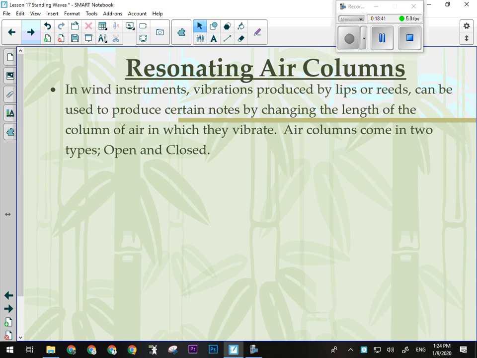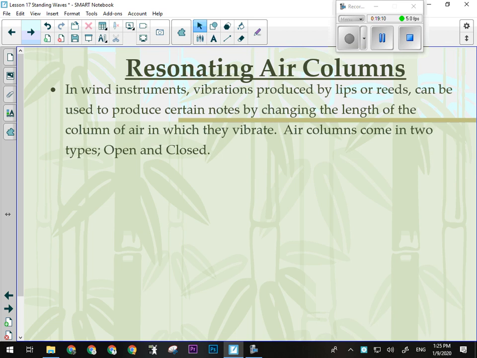So the type of air column we're going to use is a closed air column. We call it closed because it's only open at one end. The other end is closed because it's going to be full of water. So the sound waves are going to travel down through the tube, reflect off of the water and come back up. As long as I make that tube the right length, I'll get a standing wave pattern like I had in the spring form in the tube.